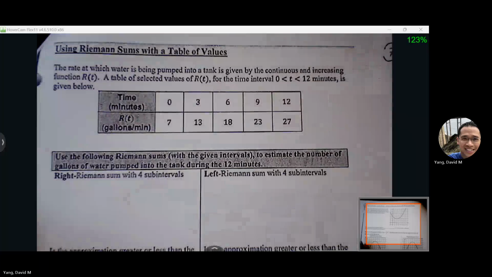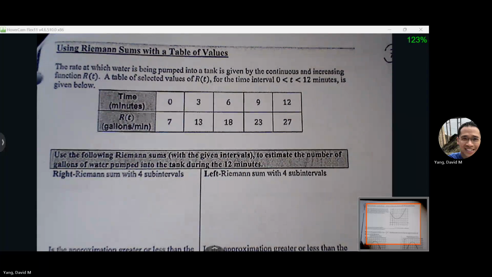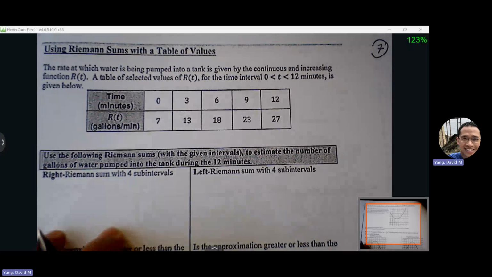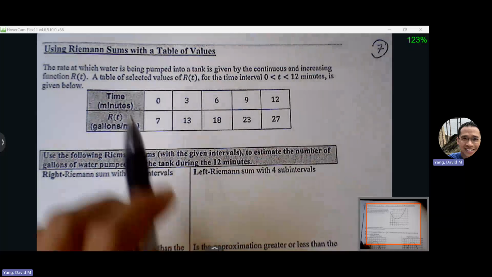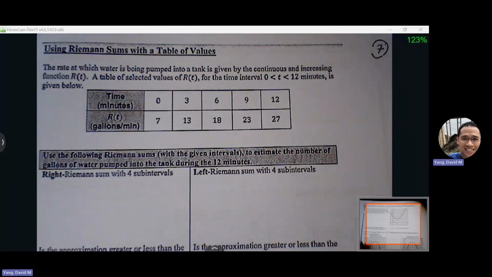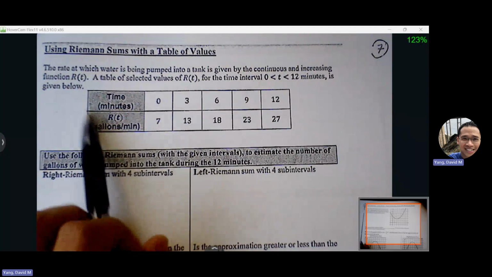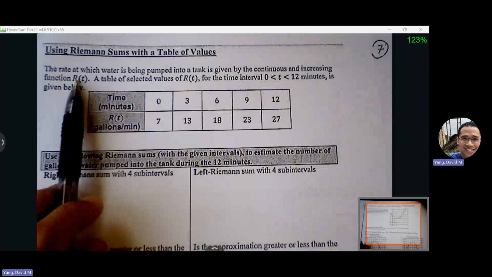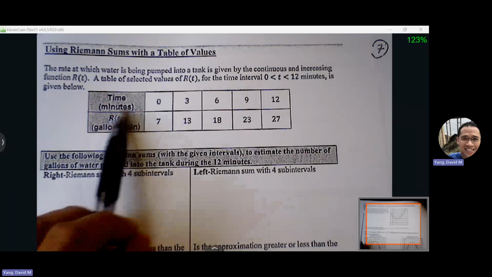Okay, page 7. This is going to be the most common way that the AP exam is going to ask about Riemann sums. They're going to give you a table of values, and they're going to ask you the width and height of these rectangles based off of these ordered pairs. So we're given the rate at which water is being pumped into the tank, given by a continuous and increasing function R of t. But R of t is in gallons per minute.